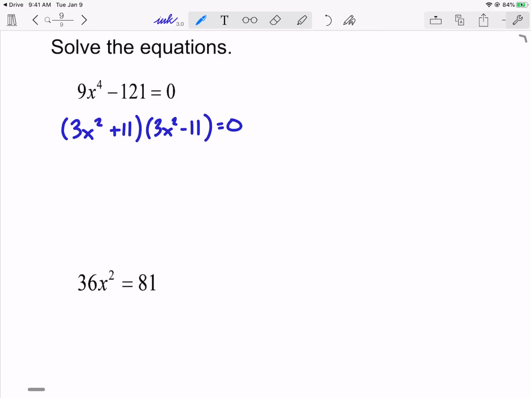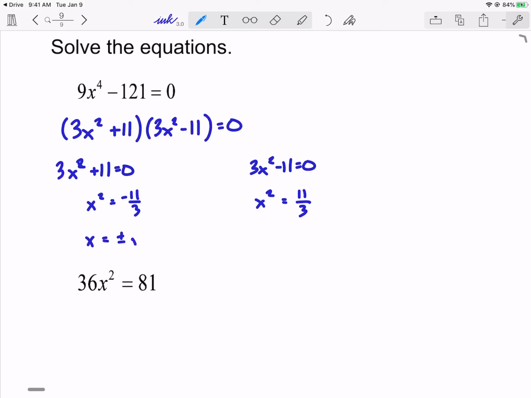So now, if I set each of these equal to 0, I've got 3x squared plus 11 equals 0, and 3x squared minus 11 equals 0. So I'm going to subtract 11 and divide by 3, and I get negative 11 thirds. On this one, I'm going to do the same thing, but I'm going to add 11, divide by 3. Well, next step says I should square root. So x equals plus or minus the square root of negative 11 thirds.